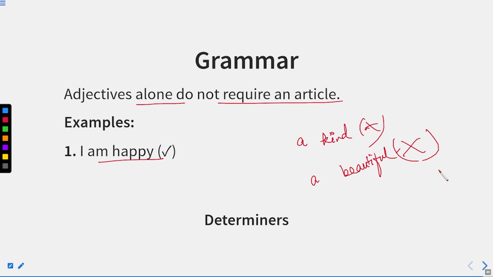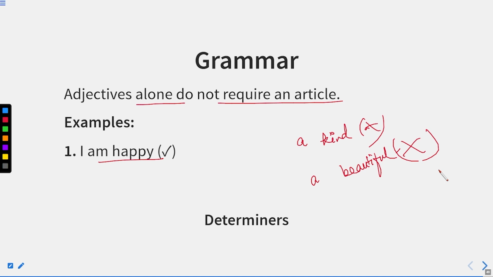Of course, if we use these adjectives as nouns, we can use the definite article the before them. For example, the beautiful. The beautiful means I'm talking about all the beautiful girls. And if I say the poor, I'm talking about all the poor. So there we can use the before the adjective, but they should behave like nouns, and it means they should show the category. There we can use the definite article before such words.